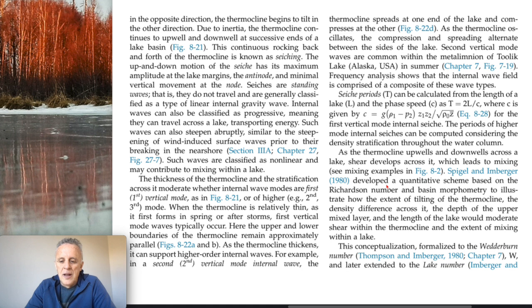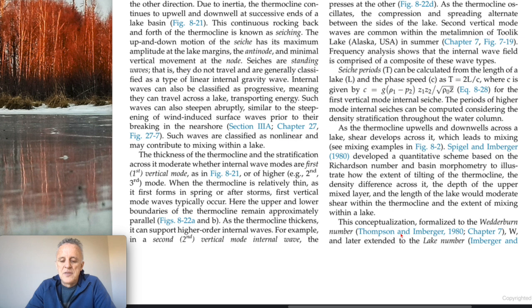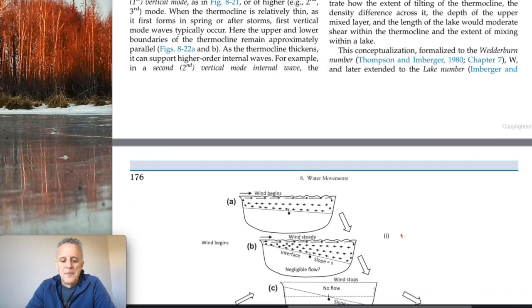As the thermocline upwells and downwells across a lake, shear develops across it, which leads to mixing. Spigel and Imberger developed a quantitative scheme based on the Richardson number and basin morphometry to illustrate how the extent of tilting of the thermocline, the density difference across it, the depth of the upper mixed layer, and the length of the lake would moderate shear within the thermocline and the extent of mixing within a lake. This conceptualization formalized to the Wedderburn number, W, and later extended to the Lake number.